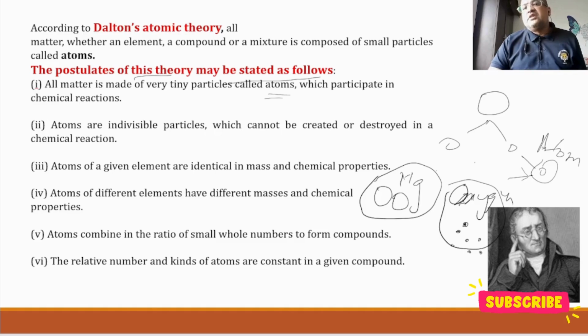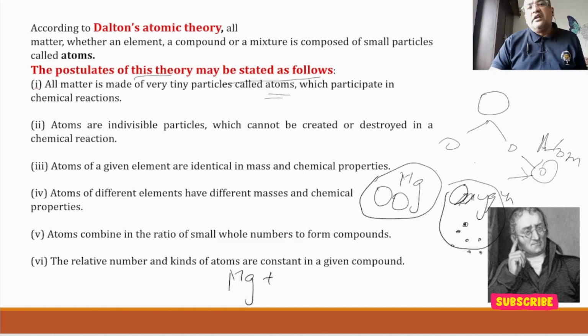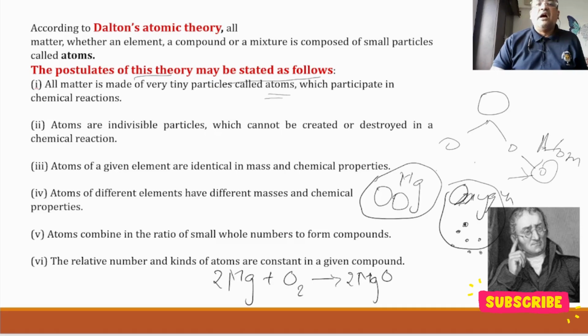For example, let's take magnesium reacting with oxygen to give magnesium oxide. So these combine in small whole numbers to form a compound. You won't see divisibility, with half an atom combining with this. No, it won't happen like that. The relative number and kinds of atoms are constant in a given compound.